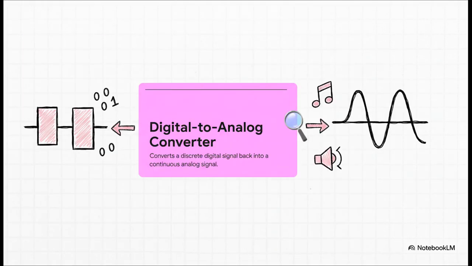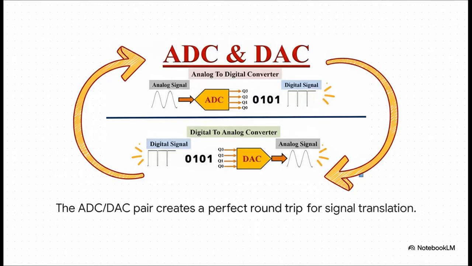And of course, we need to go the other way too. For that, we have the digital to analog converter, or DAC. A DAC takes that digital information, say a song stored as an MP3 file, and it translates it back into an analog wave that a speaker can actually use to make sound. And this right here shows the complete round trip perfectly. The ADC takes that smooth analog wave and chops it up into digital code. Then, the DAC takes that code and rebuilds the analog wave on the other side. They are the perfect team.